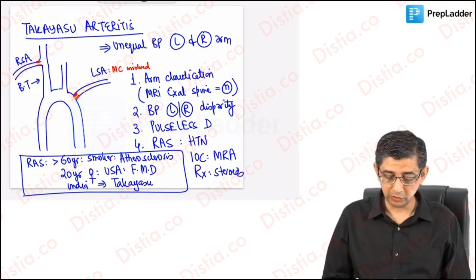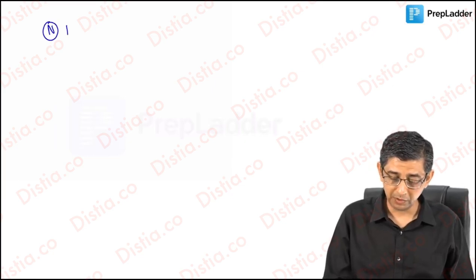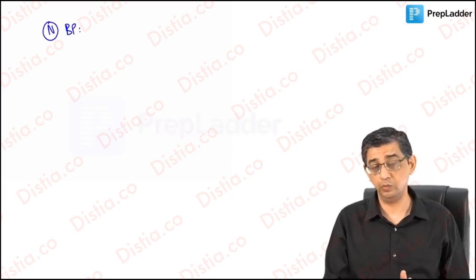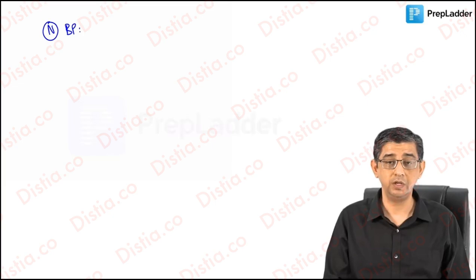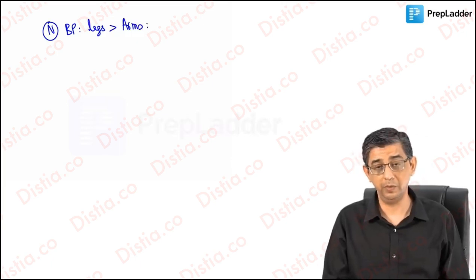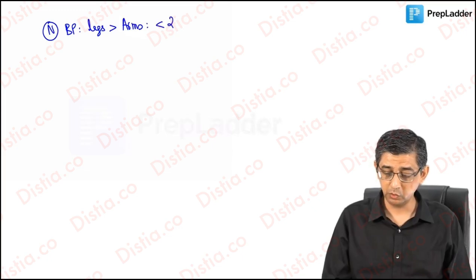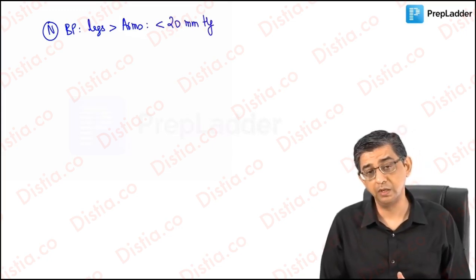Some additional facts which also need to be understood and remembered from this discussion is that in a normal person like you and me, like I'm sitting on a chair at the moment when I'm teaching you, the BP in the legs will be higher because of gravity. In a normal individual, BP in legs is more than the BP in the arms. Why? Because of the gravity component, and the difference between these two blood pressures in the leg versus arms is less than 20 millimeter of mercury.